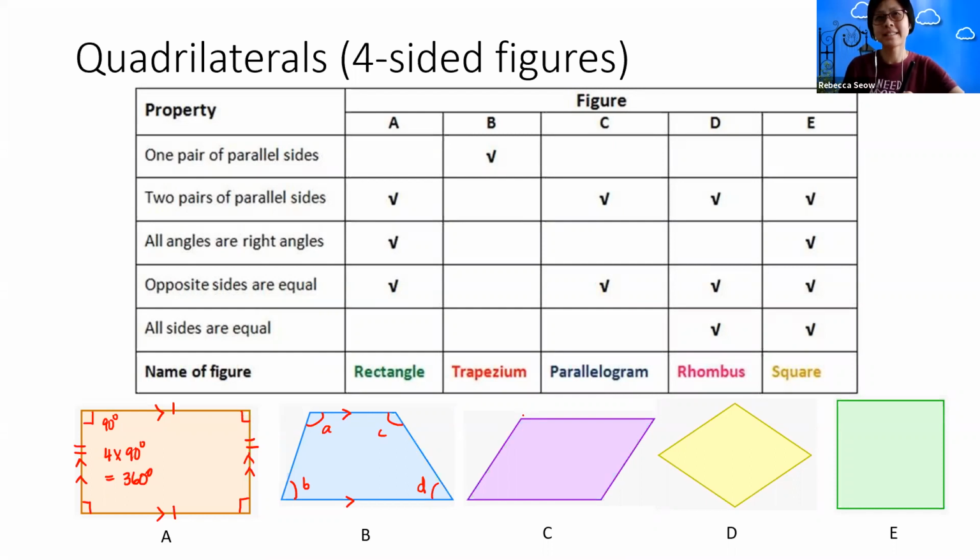Now, next, parallelogram, that's figure C. Figure C shows that there are two pairs of parallel sides. So this is one pair of parallel sides, and a second pair of parallel sides. Basically, a parallelogram is a rectangle, but it is slanted at an angle on two sides. Okay, and opposite sides are also equal.